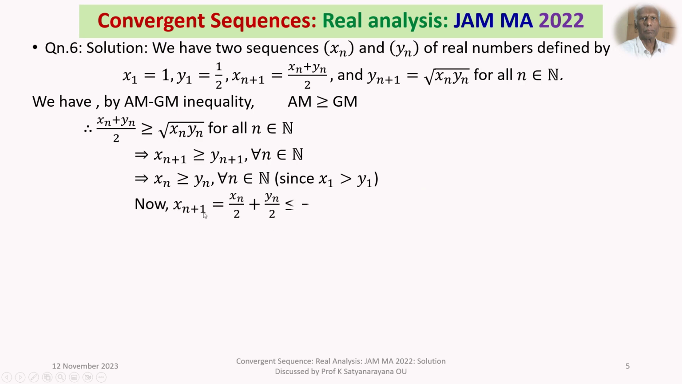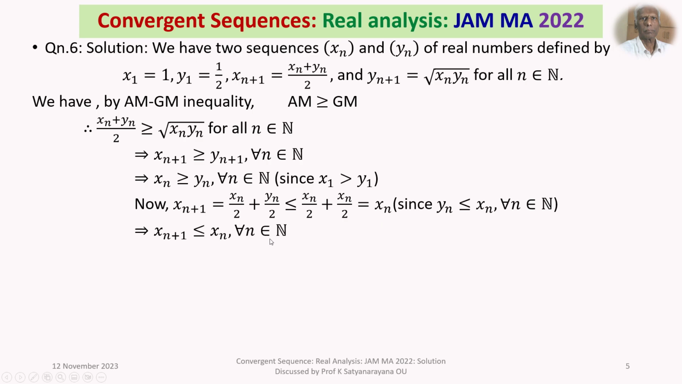Now, xn plus 1 is equal to xn by 2 plus yn by 2. And for yn, we write yn is less than or equal to xn. So it will be less than or equal to xn by 2 plus xn by 2, that is equal to xn. That is, xn plus 1 is less than or equal to xn for all n belongs to N. That means this is a monotonically decreasing sequence.